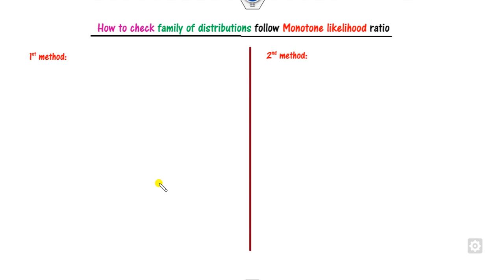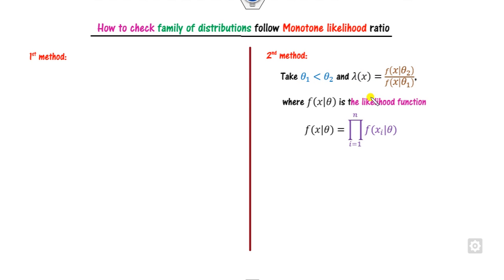Now, how can you check whether it's monotone? We will describe two methods, and later on we will describe 8 to 9 examples in this lecture so that you are able to understand it in a very fruitful manner. Firstly, we will discuss with the help of the definition. You can always start with theta 1 less than theta 2 and take this ratio, and your target is to prove it for the likelihood function.